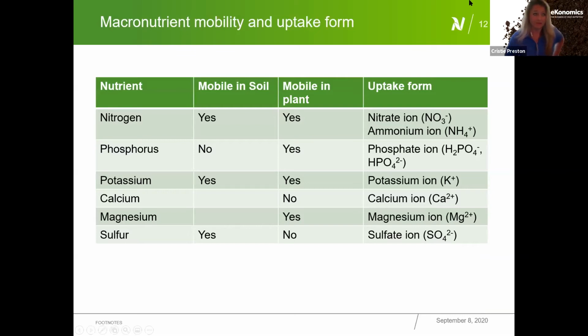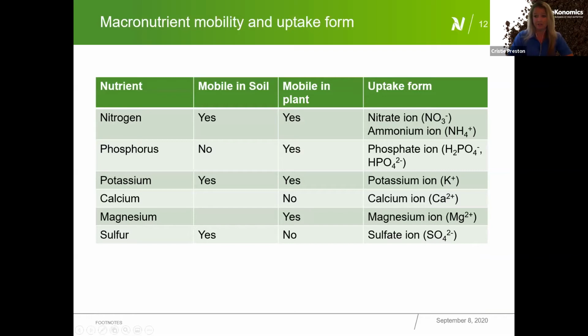Now we've got macronutrients. They're needed in the greatest quantities by plants. So nitrogen, phosphorus, potassium, calcium, magnesium, and sulfur. But just because a nutrient may be mobile within the soil doesn't necessarily mean it's mobile within the plant. And we'll talk about why that's important here in a minute.